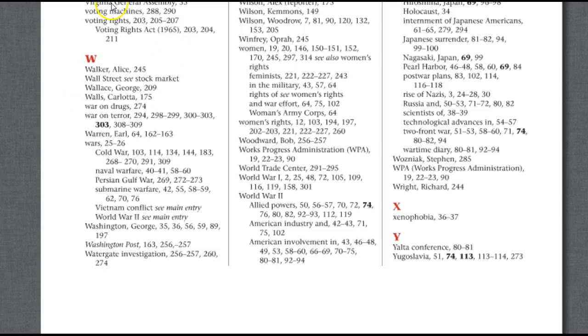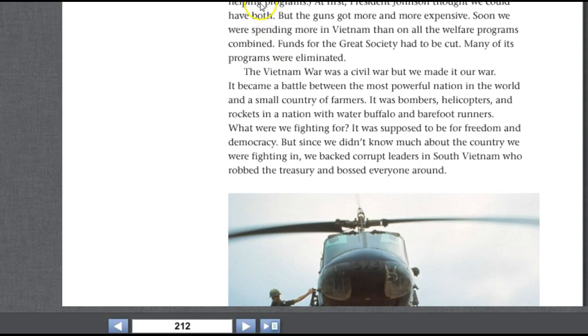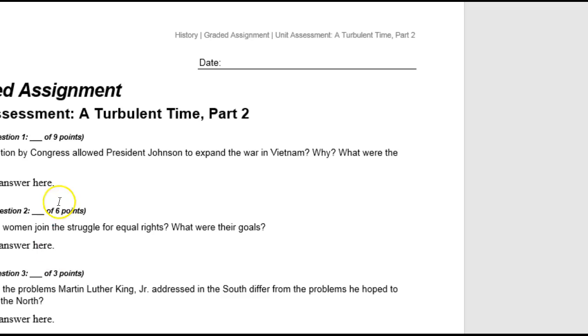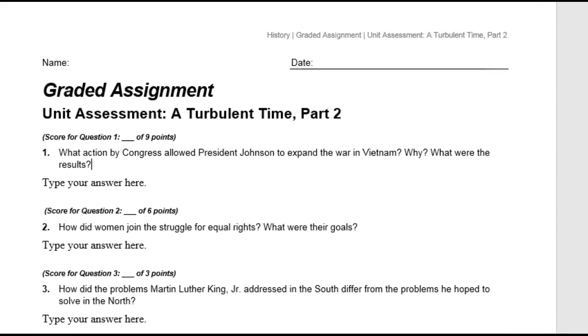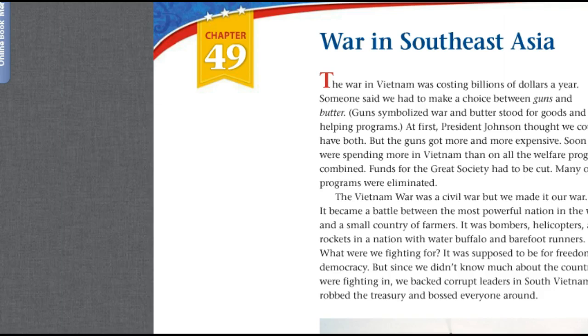It didn't actually go to the page, so let's try that again. So 212. All right, and here we can see we're talking about the war in Southeast Asia. You can read there. And actually here I see President Johnson. So this is a good place to start reading and see if this answers our question. Again, we're looking for what action by Congress allowed President Johnson to expand the war in Vietnam.